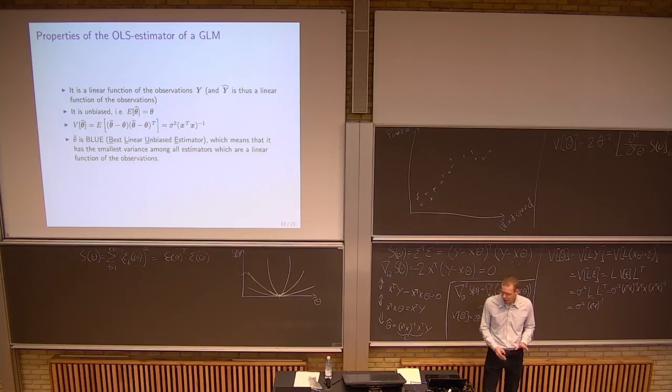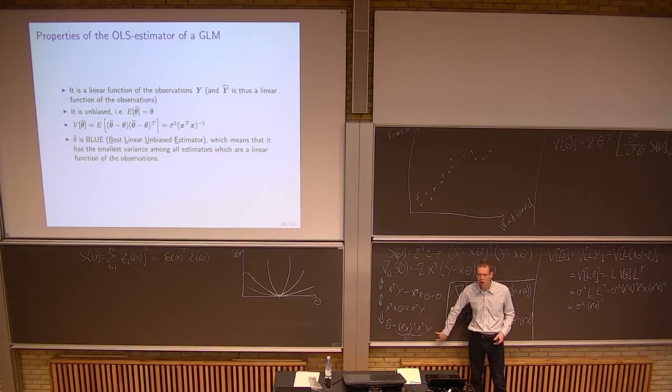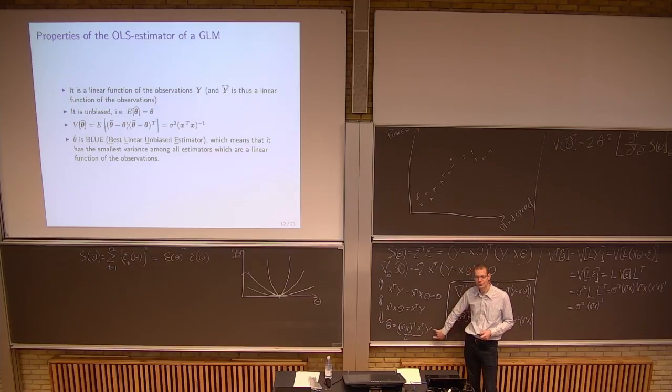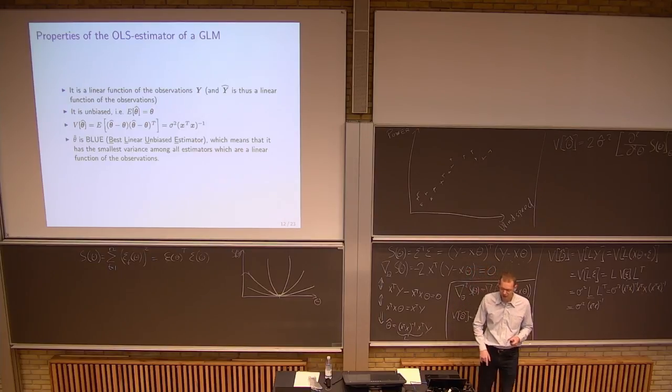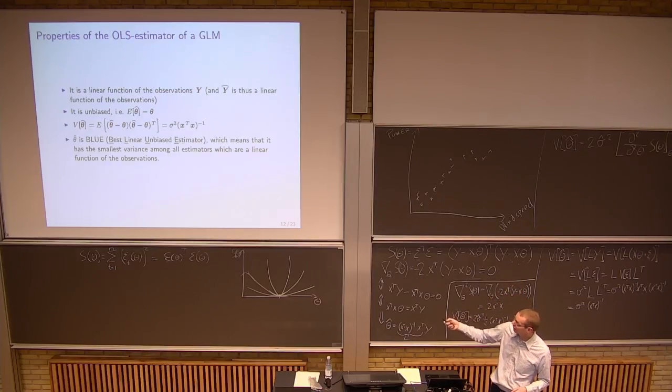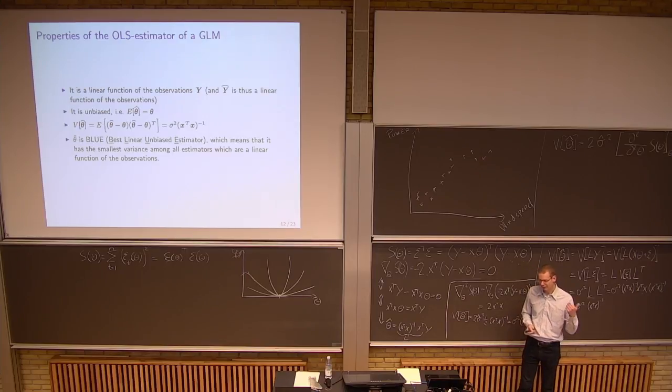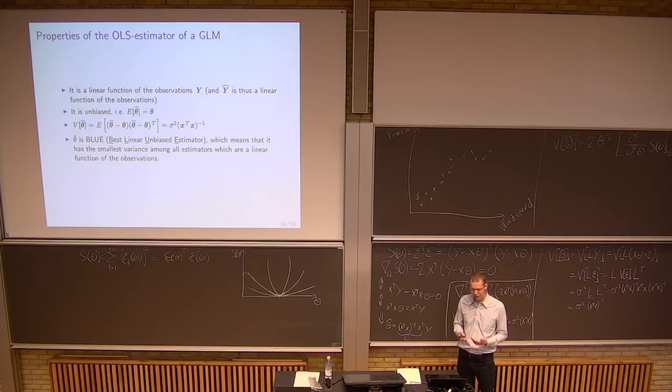So to conclude the first part here, properties of the ordinary least squares estimator. First of all, it's a linear function of the observations. As we can see down here, we can write it as L operator on Y. That's one nice thing. We call it also general linear model. It's unbiased. Haven't proven that, but the expectation of this estimator is the true value. And we got a definition of an estimator for the variance of the estimator, and it's so-called BLUE, best linear unbiased estimator, saying that it has the smallest variance among all estimators that are linear functions of the observations.